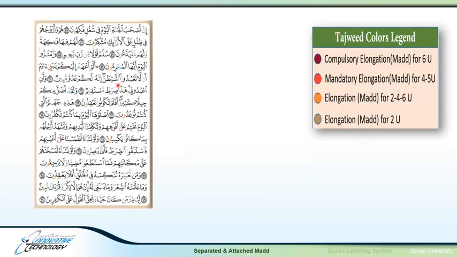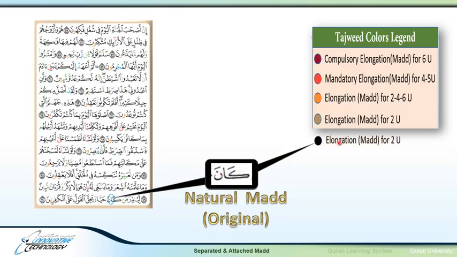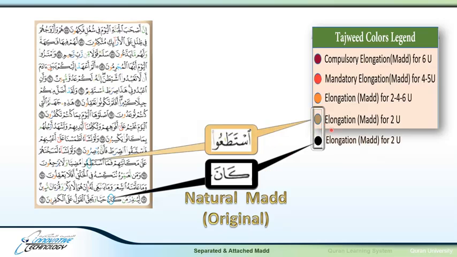Let's take a deeper look at these colors and look at an example of the natural med, the original med. Kana, the alif of kana here, this alif is given the color black, indicating that it has no special treatment. It's not extended beyond the natural. It's given only 2 units of lengthening and thus remained in black. Associated with it is the alif of istata'u. This alif is given a light brown color, although it's only lengthened for 2 units like the natural med, in order to show this small alif, and thus it is associated with the natural med.